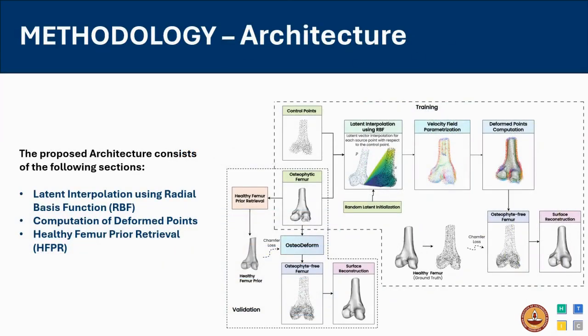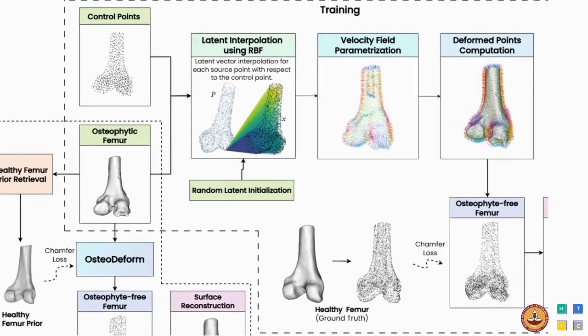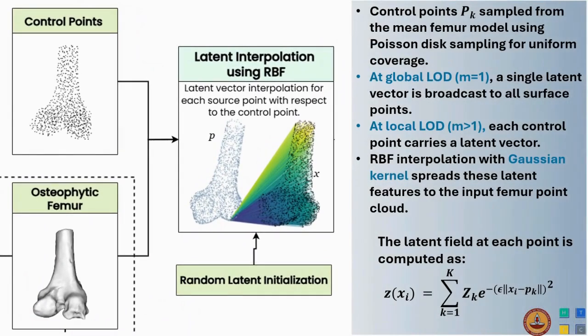The proposed architecture for Osteodeform consists of the following sections: latent interpolation using radial basis function or RBF, the deformed points computation, and healthy femur prior retrieval. Latent interpolation using RBF takes as input control points sampled from the mean femur model, the osteophytic femur model, and randomly initialized latents. We deal with this interpolation in two levels of detail: LOD1, which represents the global level of detail, and LOD10, which is for the local level.